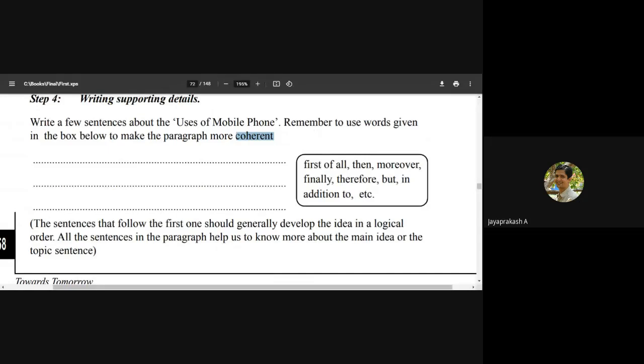That is the function done by linkers or connectors or discourse markers. They actually connect the ideas from one sentence into the other. And then there is coherence in the paragraph. There is a proper logical sequencing in the paragraph. That is why it is said that all the sentences will develop the idea in a logical order. That is the benefit of using these connectors.